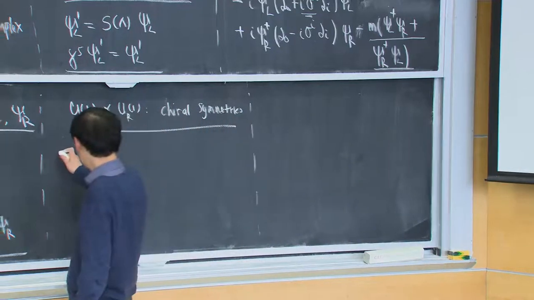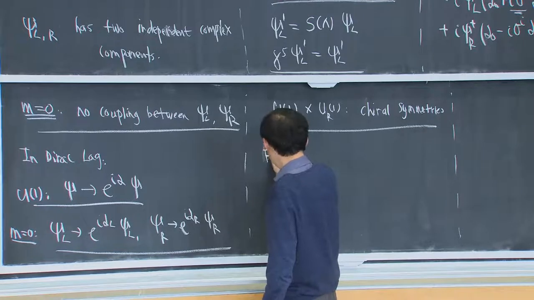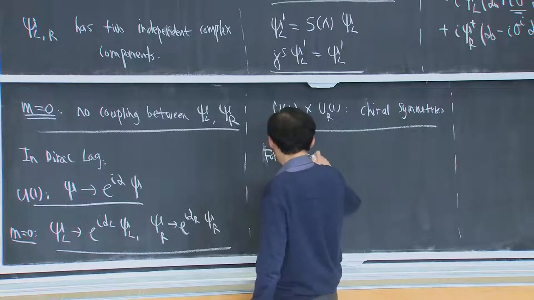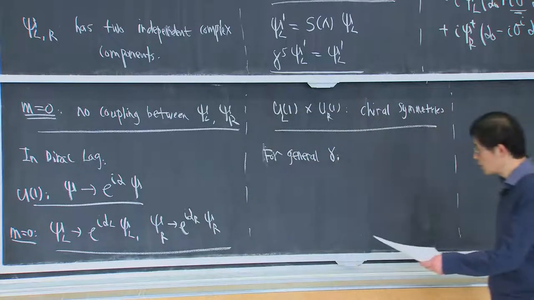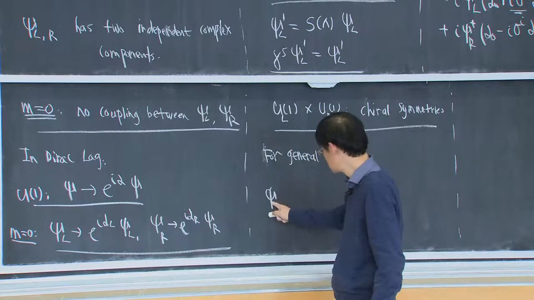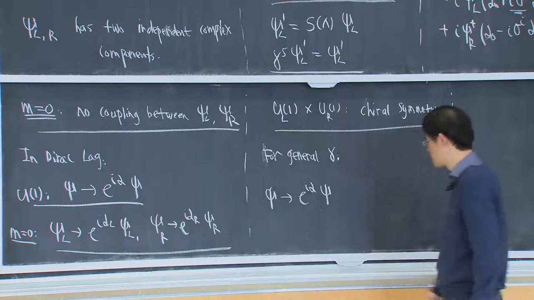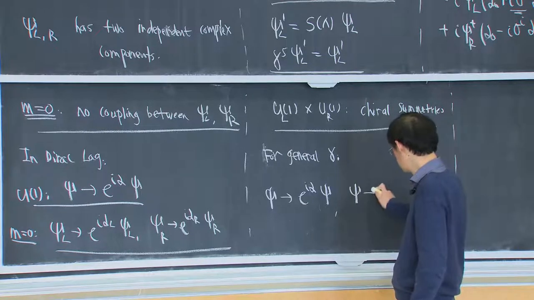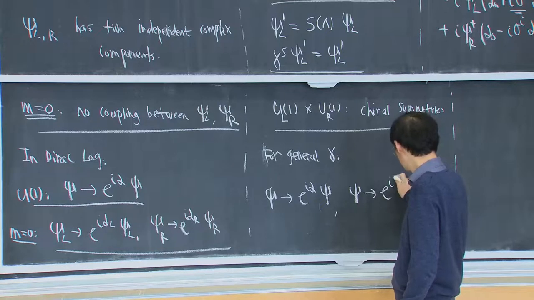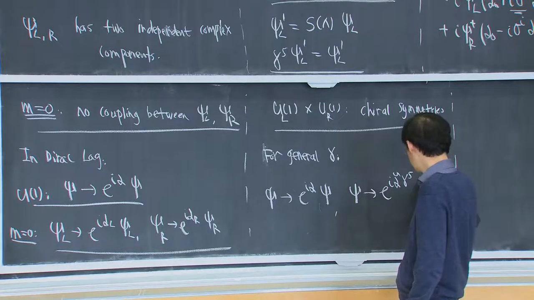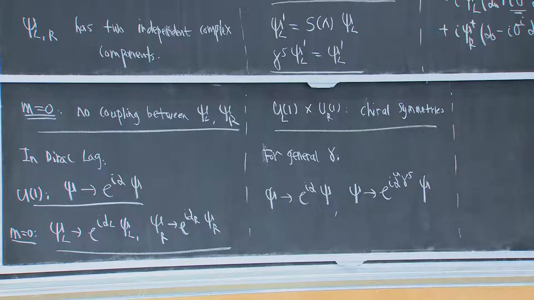So you can also write this symmetry for general gamma. So for general gamma, you can have your previous symmetry. Now I'm using the four component notation, in which psi L and psi R transform the same way. And then now you have a new symmetry, gamma phi. And now you can put the gamma phi in the exponent. Good. Any questions on this? Yes?